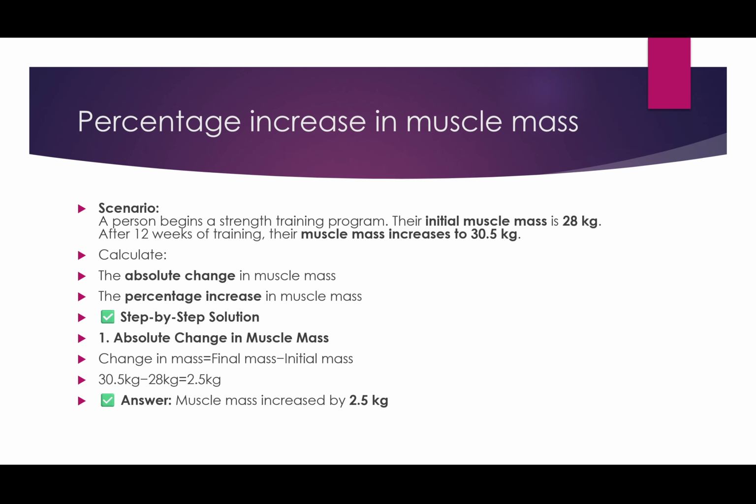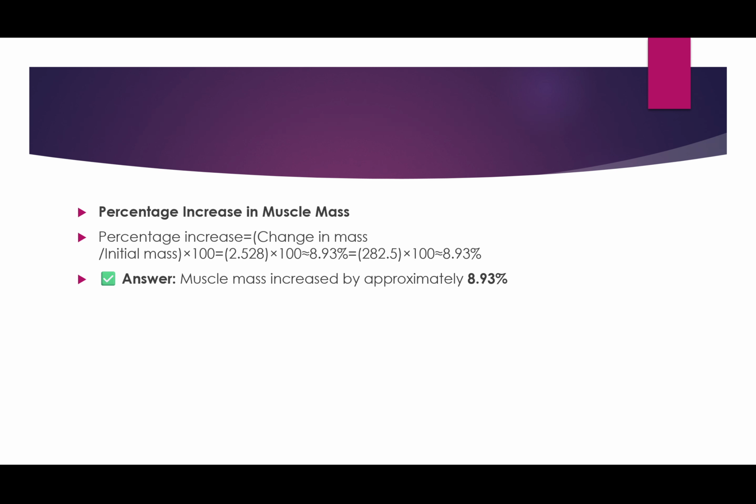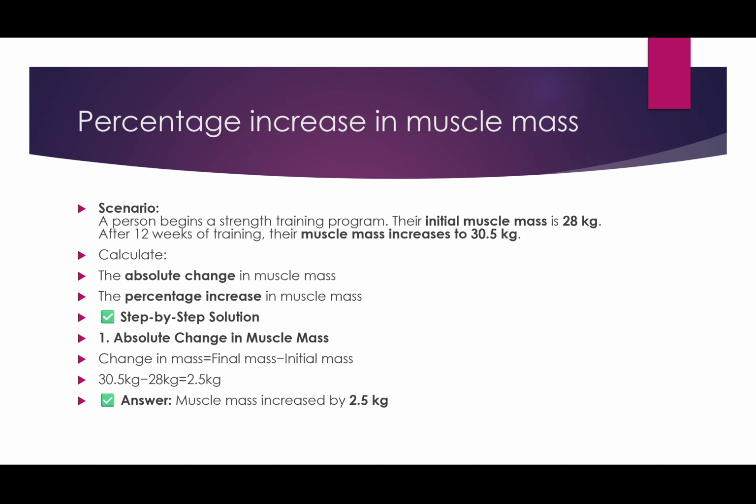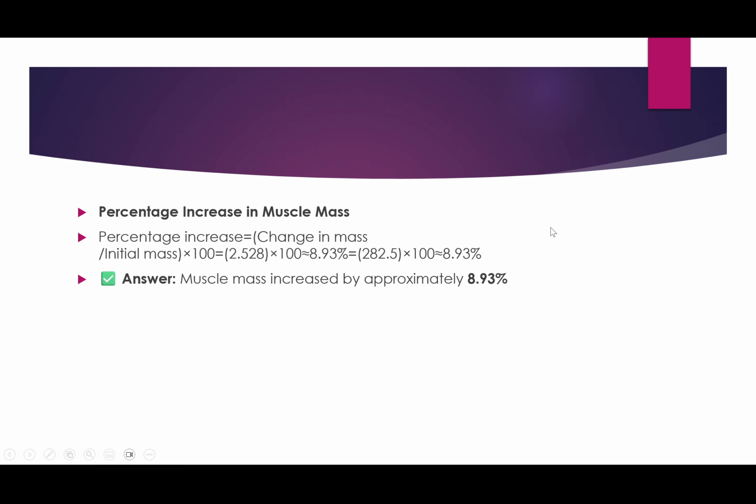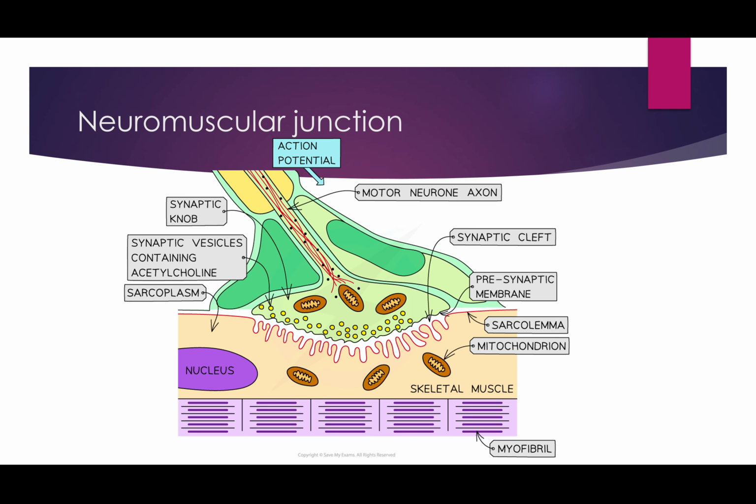So the change in mass is final minus initial. So 30.5 minus 28 is 2.5 kilograms. That's our change. And then to find the percentage increase in muscle mass, you do change in mass over initial. So 2.5 divided by initial, which is 28, times by 100, and you get 8.93%.